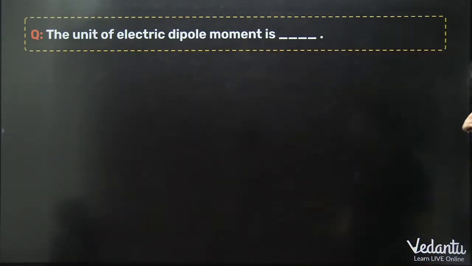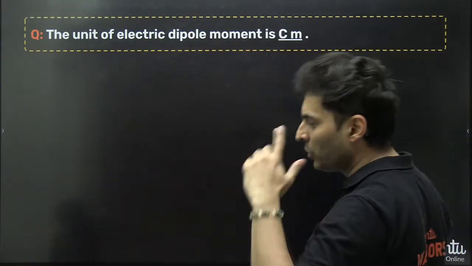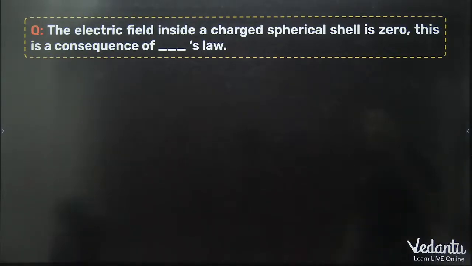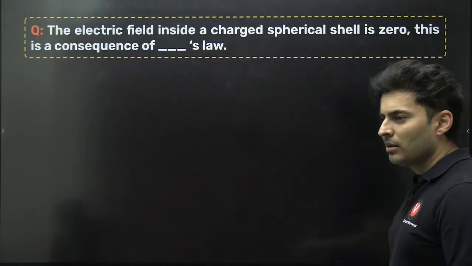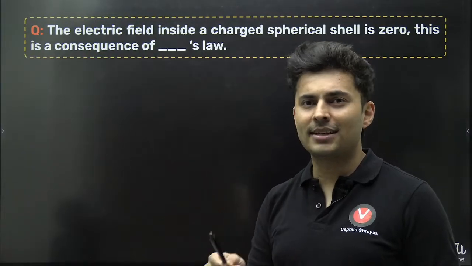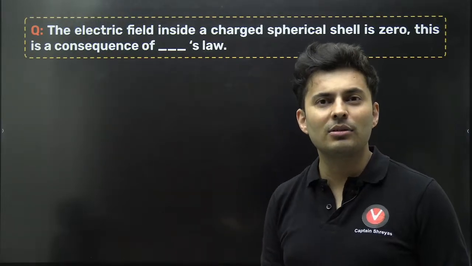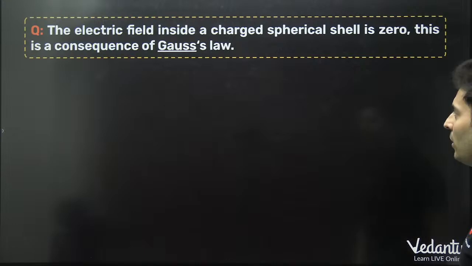The unit of dipole moment: charge into length, so coulomb meter, as simple as that. If you know the formula, you can easily guess the units. Field inside a charged spherical shell is 0. This is a consequence of which law? Because the field is 0, flux is 0, so charge enclosed is 0. Which law did you use to conclude this? You used Gauss's law, so it's a result of Gauss's law.